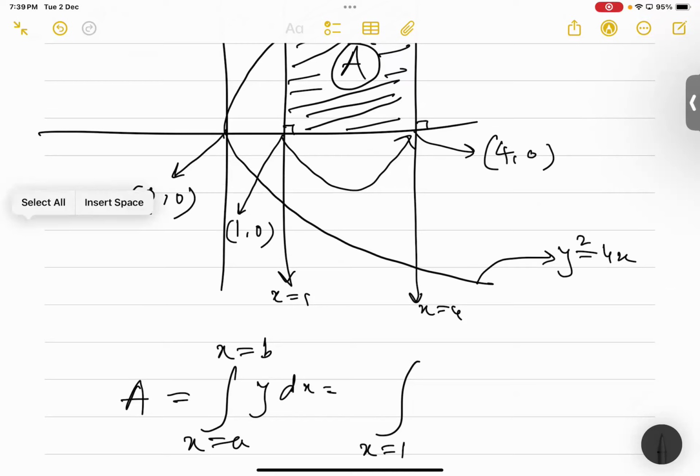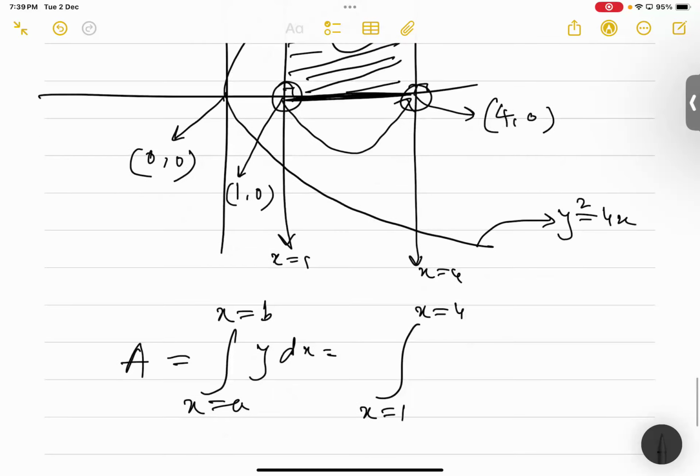हाँ, 1 to 4, यहाँ से लेके यहाँ तक we are moving ना. So 1 to 4. What is y? Where is the curve? Curve is y square is equal to 4x. So what is y? 2 root x dx. Clear? Now this calculation you know. We have done this earlier.